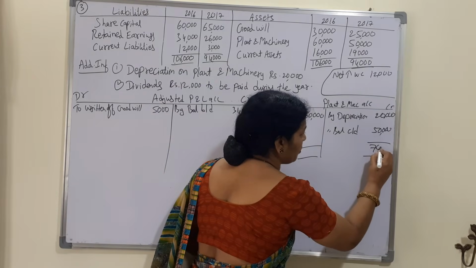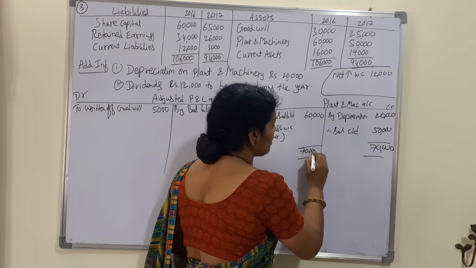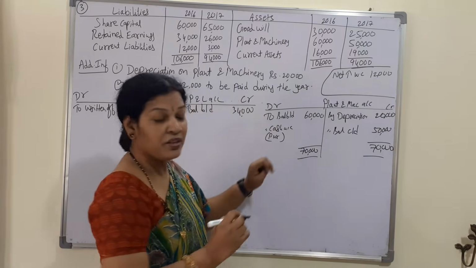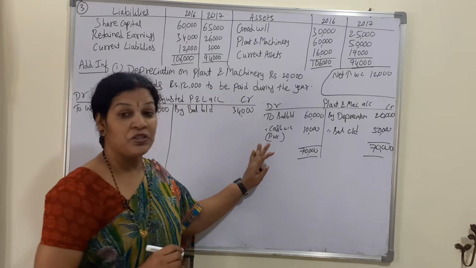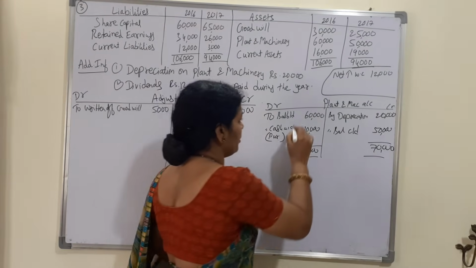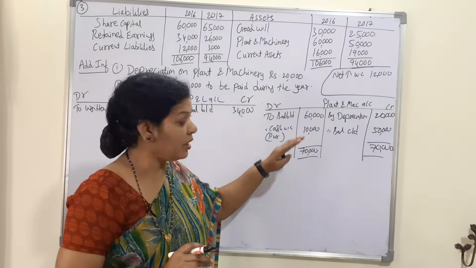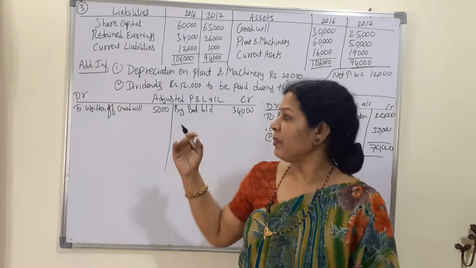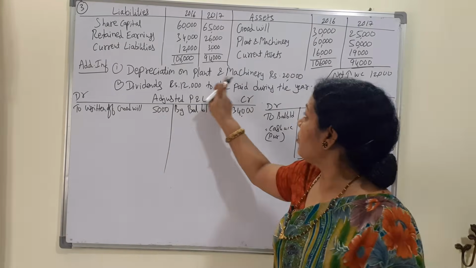This is total 70,000 we are getting. Total is 70,000. Here also we'll write 70,000. Balancing figure is 10,000. This is purchase. Purchase of plant and machinery. Are you getting it? Then after that, we can come back to this adjusted profit and loss account. That is the depreciation. Depreciation of how much?